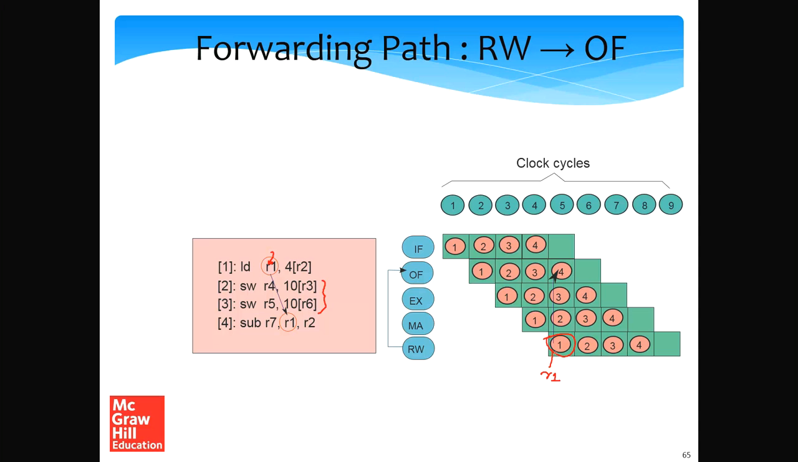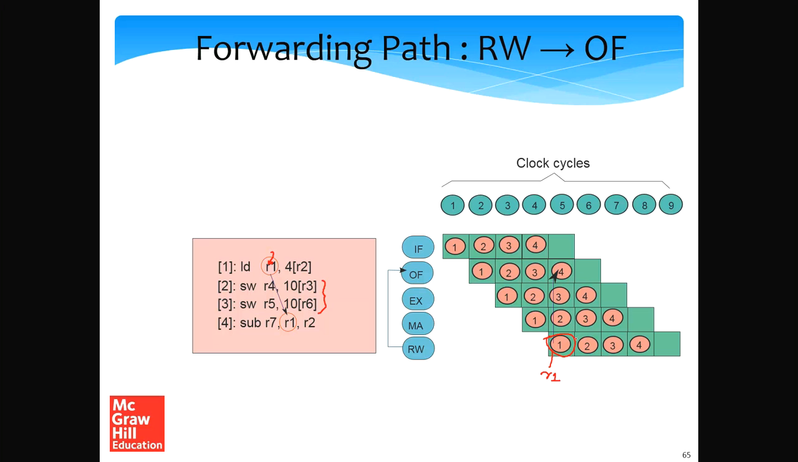The reason is that at this point in time, if instruction 4 tries to read the register file, it will not be able to get the value of R1 because R1 is being simultaneously written. So we never want to have that kind of situation with a simultaneous read and write for the same register in the register file. So instead, we can use a forwarding path from the RW to the OF stage to get the value of R1.